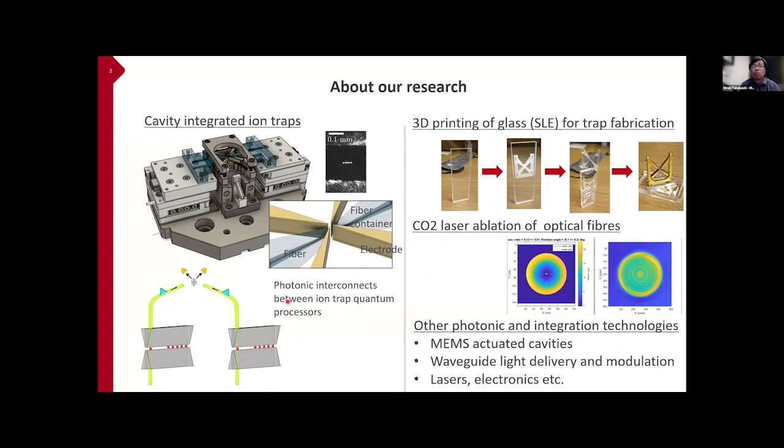Talking about the more technical side of our research, we established a way to fabricate ion traps using a technique called selective laser etching. It's a kind of 3D printing of glass. Here we make a substrate of the trap, and then we put gold coating on that, and that makes an ion trap like that. We also have a means to fabricate the mirror substrate on the end facets of an optical fiber like this. We use CO2 laser ablation for that.